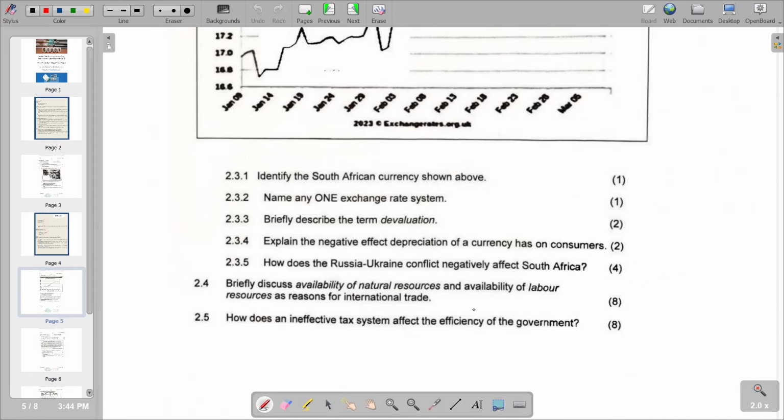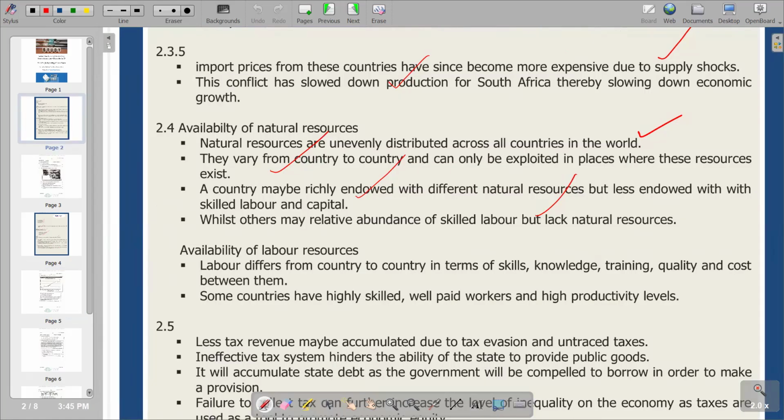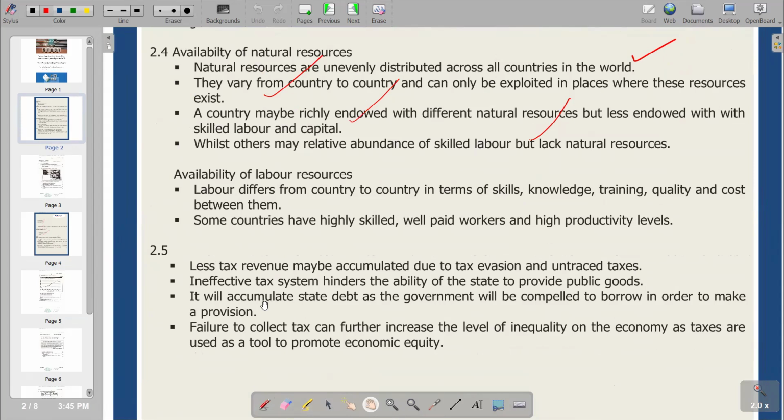So that is another point that we can raise in terms of how an ineffective tax system affects the efficiency of the government. That's the standard that we have. So, in our other section, we have explained an ineffective tax system as taxation, as collection of revenue, being lower than normal. So we are saying less tax revenue may be accumulated due to tax evasion and unaddressed taxes. So that's the first point that we have.